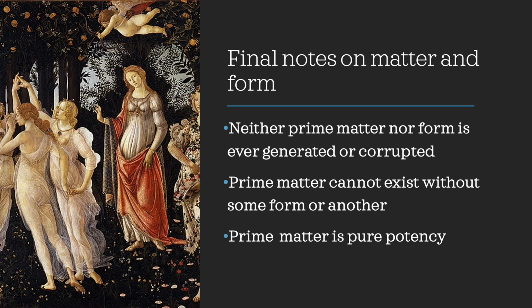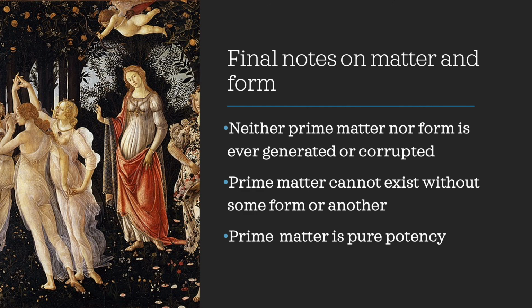Here are some final notes about matter and form. Neither primary matter nor form is ever generated or corrupted. That's because, as we saw, generation and corruption are from form and from matter. So, if we have primary matter, which itself is not composed out of any more basic matter and form, then it's impossible for it to be generated or corrupted.